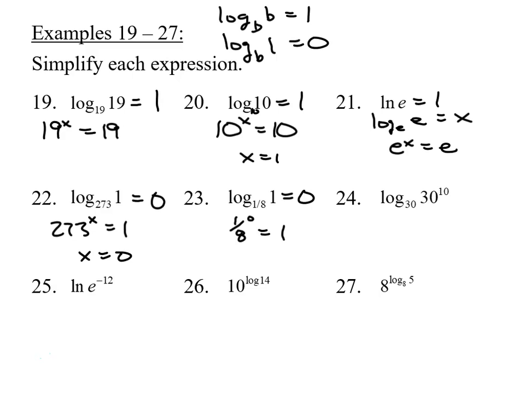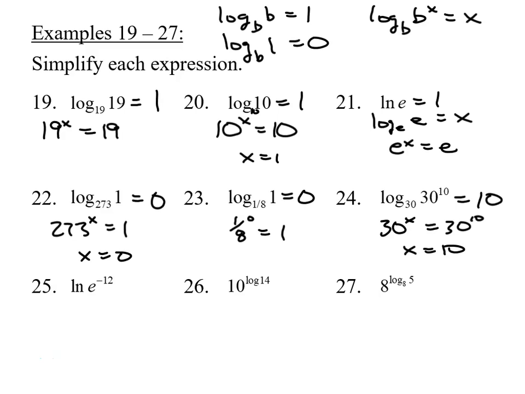Here we've got log base 30 of 30 to the 10th, and we want to know what that equals. So we'll set it equal to x. 30 to the x equals 30 to the 10th. Well, that x would have to be 10. So we'll write that in, and then we'll write which of those properties that was. So x would have to equal 10. And that was log base b of b to the x has to equal x. So there's an example of that one that we saw a little bit ago.